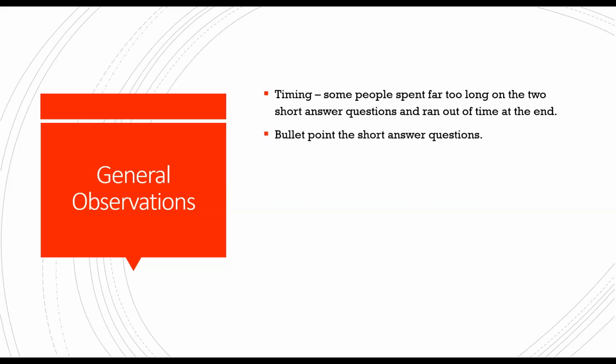Secondly, bullet point those short answer questions. I've mentioned this before, but that's so important. The exam board says that any answer under 10 marks is allowed to be written in bullet point form, and this makes it easier for you to organise your thoughts, but it also makes it easier for me or the examiner when it comes to marking. So I cannot stress this enough. Anything under 10 marks, bullet point, 10 marks or over, needs to be written in continuous prose.